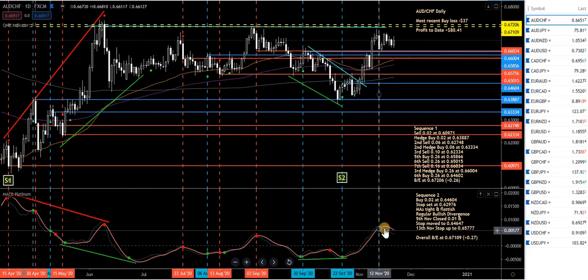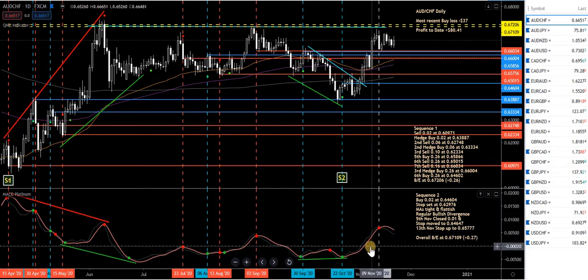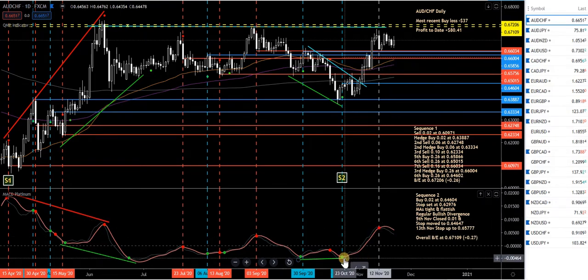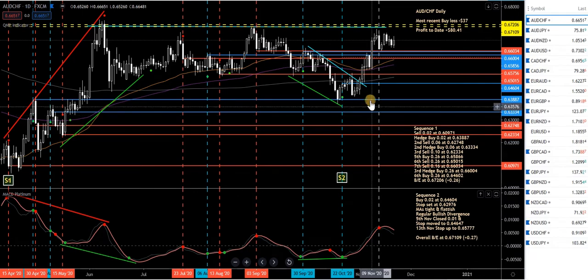There's been a red dot on the MACD Platinum above the zero level. So remember, with the MACD Platinum, when it's above the zero level, I'm looking to sell. When it's below the zero level, I'm looking to buy. So that's the gist of the whole system.